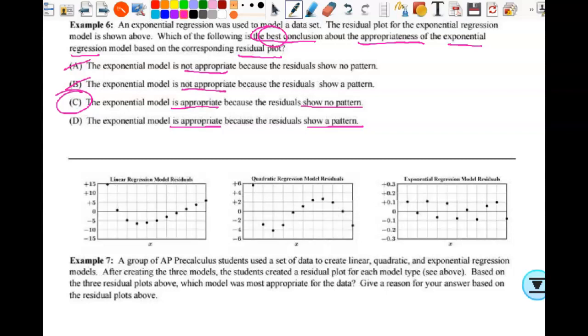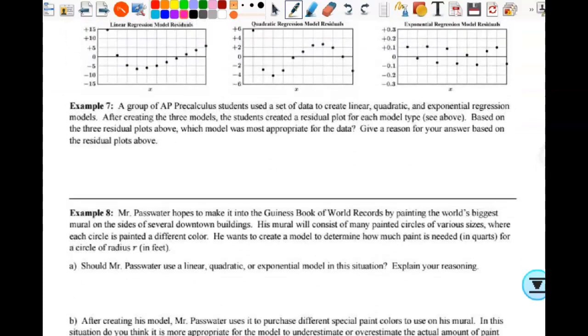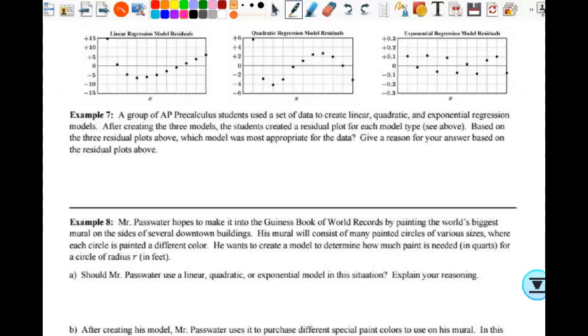Beautiful. Okay. A group of AP Pre-Calculus students used a set of data to create linear, quadratic, and exponential regression models. After creating the three models, the students created a residual plot for each model type, see above. Based on the three residual plots above, which model was most appropriate for the data? Give a reason for your answer based on the residual plots. So it can't be based on your feeling or, you know, an alien told you or something. It has to be based on the residual plots. So which one do you think would be best?